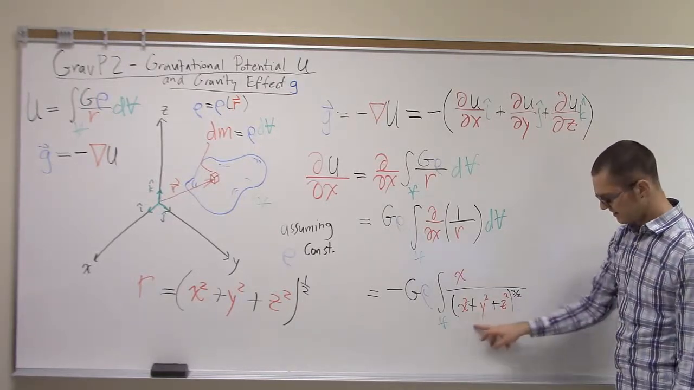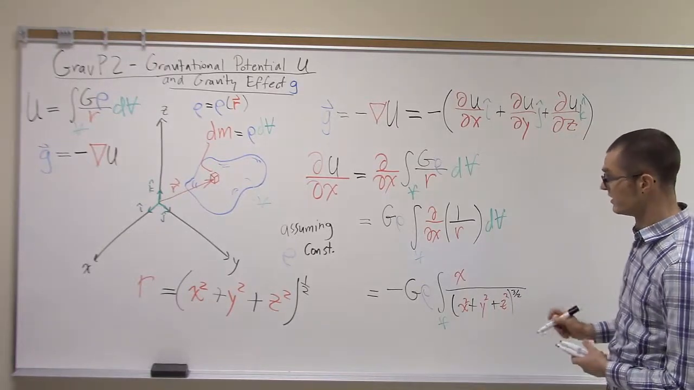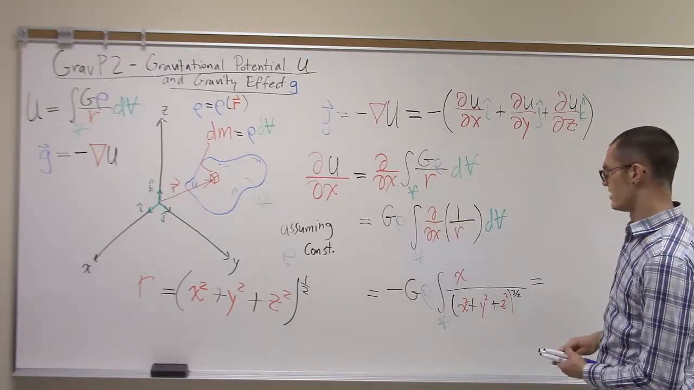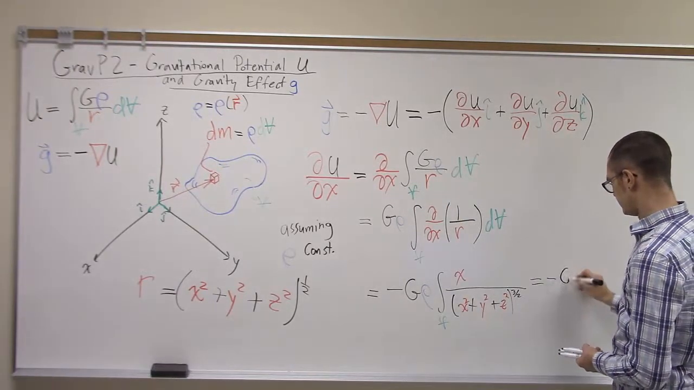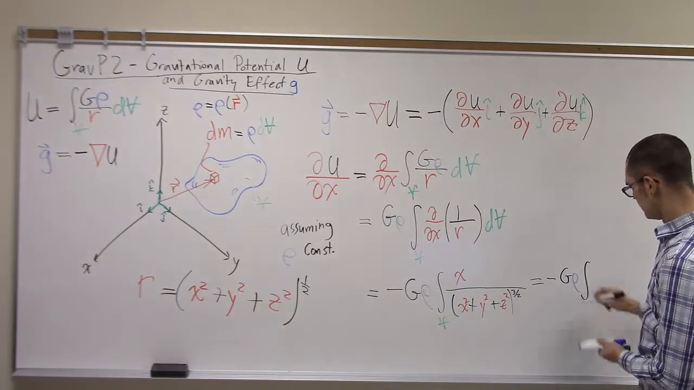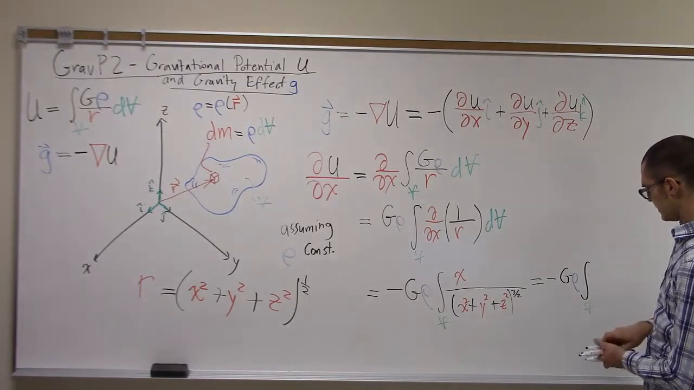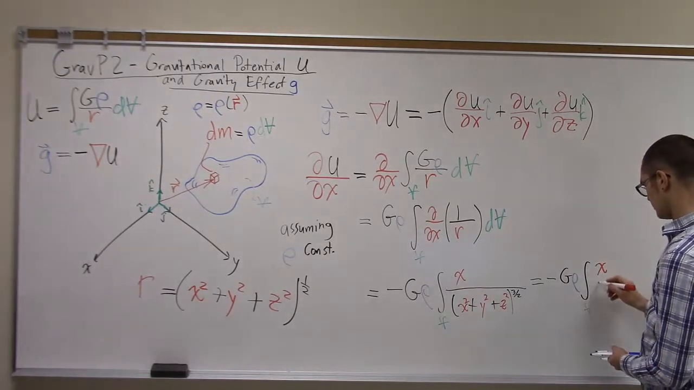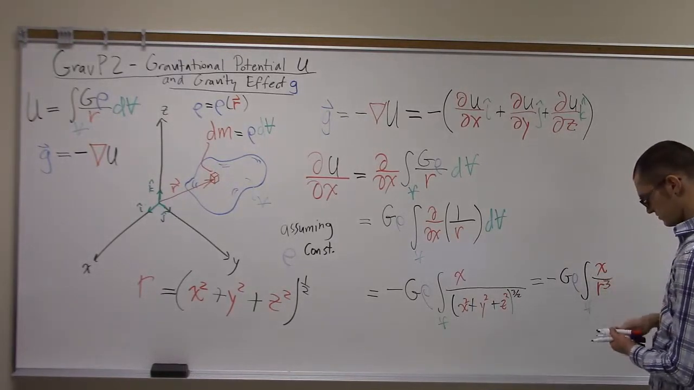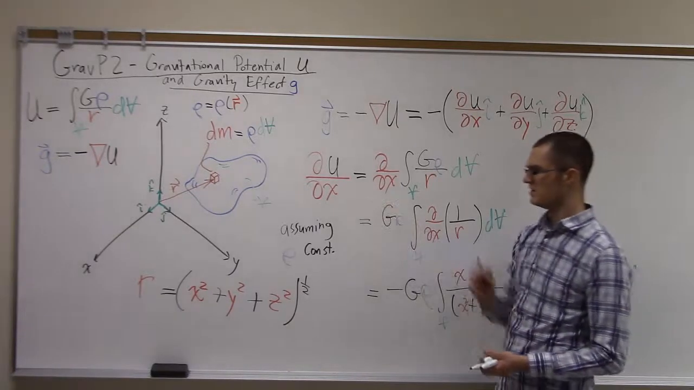We can recognize now that this down here again is r. So we can simplify this expression and just say that du by dx is negative G rho integral over the volume of x over r cubed dV. So that's du by dx.